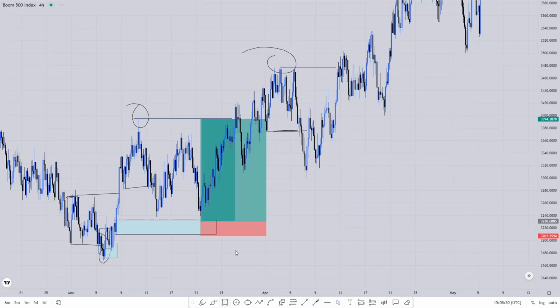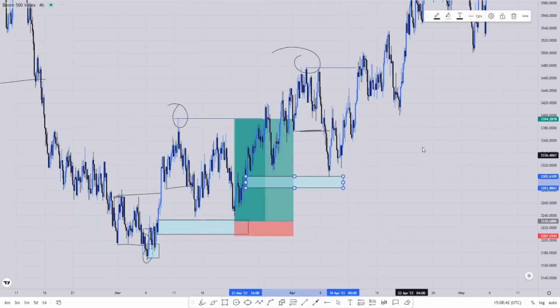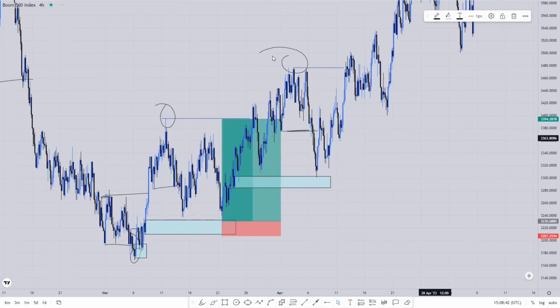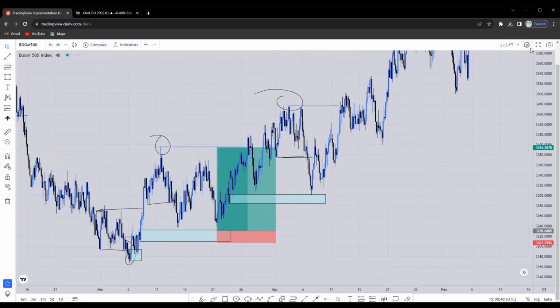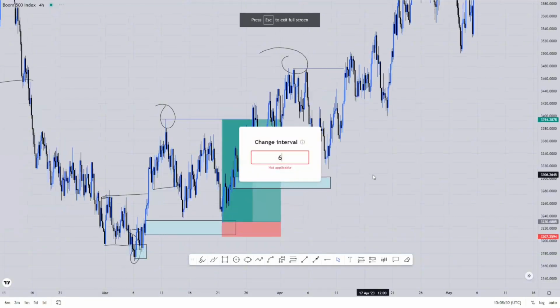So even these pullbacks, they'd mitigated almost the majority of the levels right here. So all you do, you can mark the mitigated, like that. But remember what I told you, the gist is not about the levels, but actually the behavior of the market as it comes into the zone.